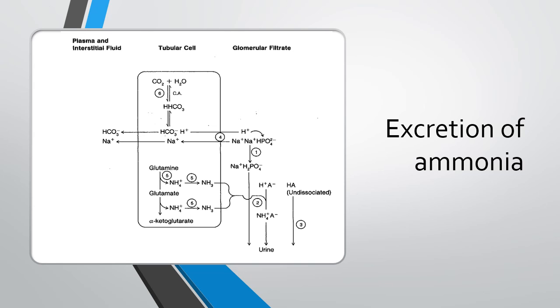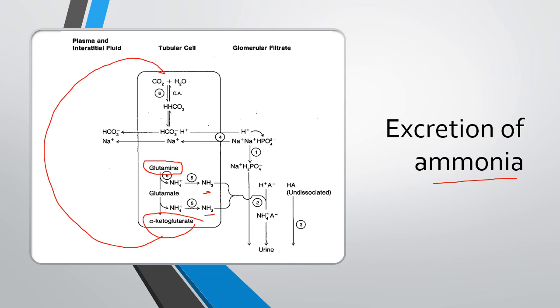So the third mechanism is by excretion of ammonia. In this mechanism, the first compound that gives the ammonia is glutamine. Glutaminase enzyme breaks down glutamine to glutamate and ammonia. Glutamate again is broken down by oxidative deamination to form alpha ketoglutarate and ammonia again. This alpha ketoglutarate goes via the TCA cycle to form CO2 and H2O. Again, this whole carbonic anhydrase reaction repeats. Finally, it forms bicarbonate and H plus.